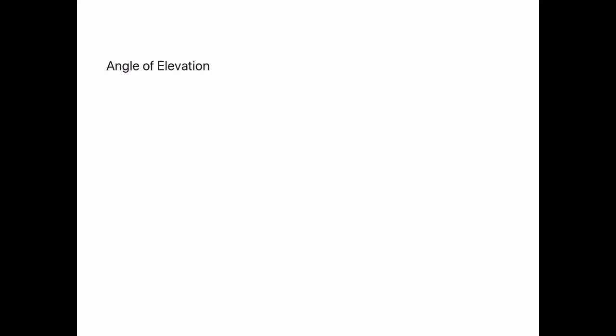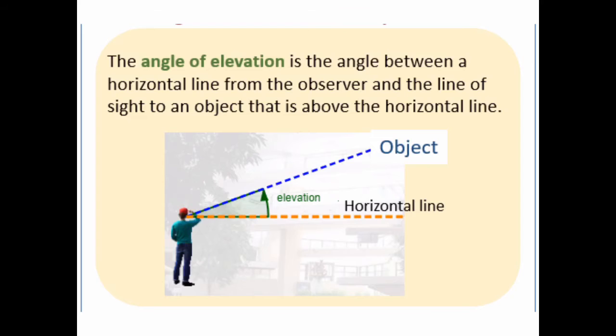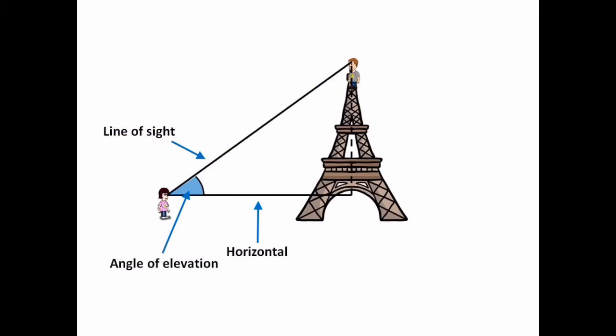All right, the angle of elevation is the angle between a horizontal line from an observer and the line of sight to an object that is above the horizontal line. So here's the horizontal line here, and there's the line of sight here in blue. And this angle right here, from here to here, is the angle of elevation. And here's another example here.